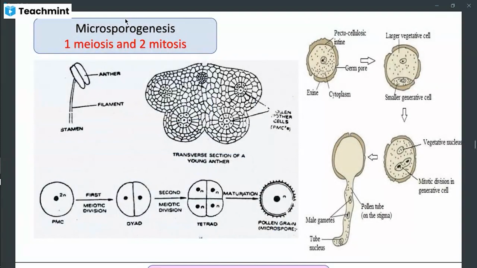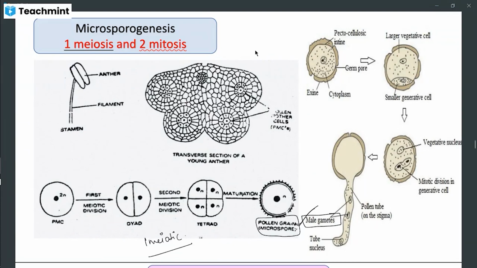Microsporogenesis generally involves one meiosis and two mitosis, ultimately to produce what? Microspore, that is pollen. Ultimately to produce the male gametes. So just pollen grain can be produced just after one meiotic division.